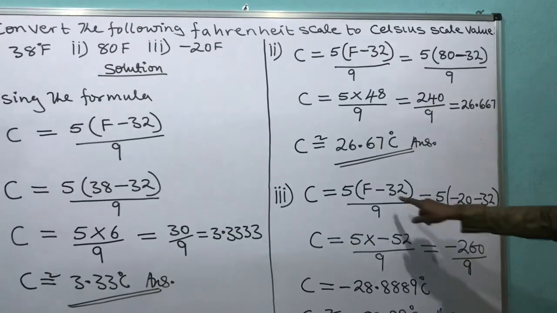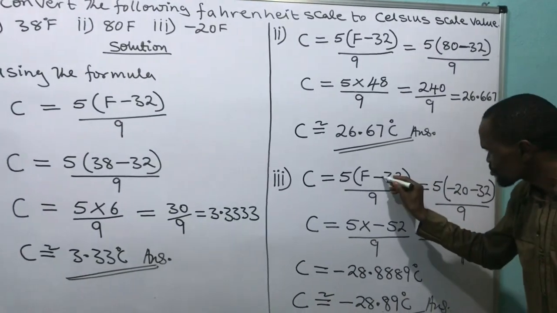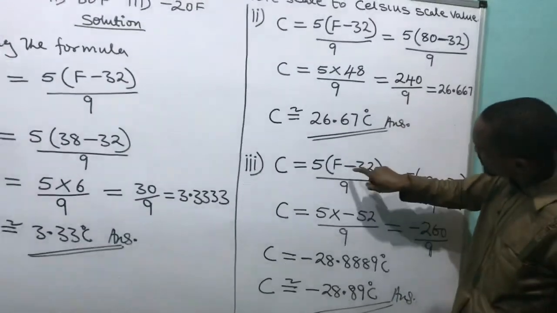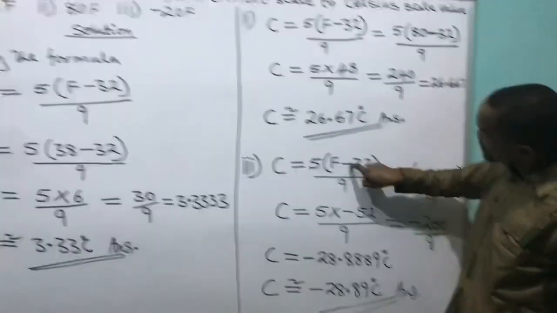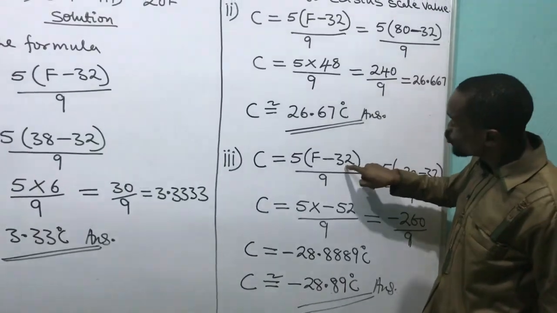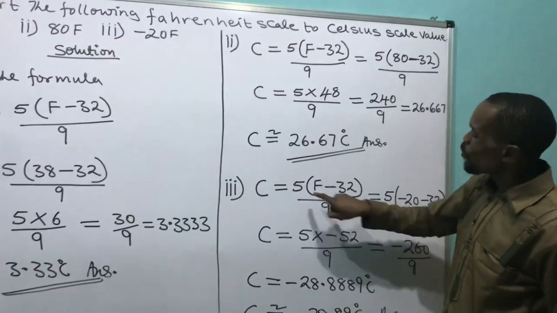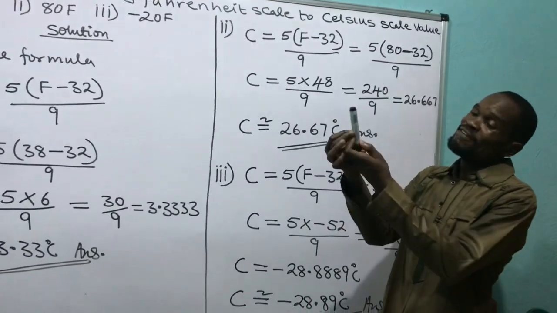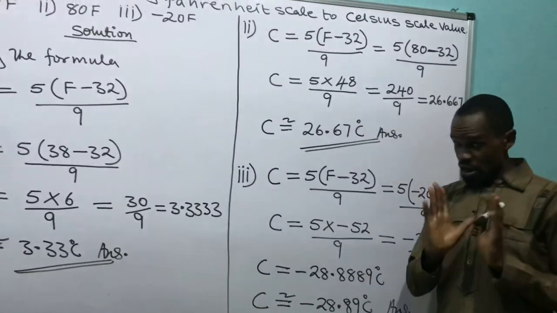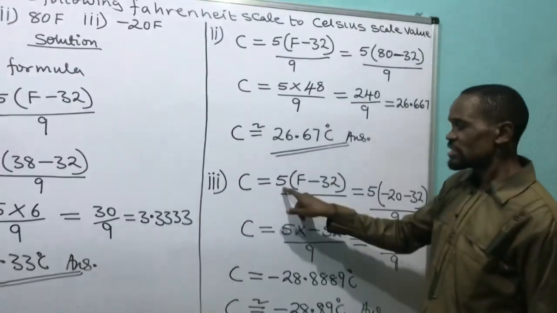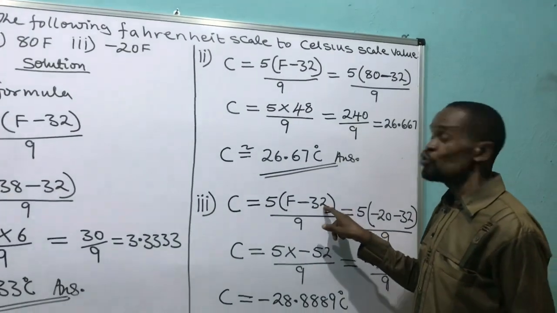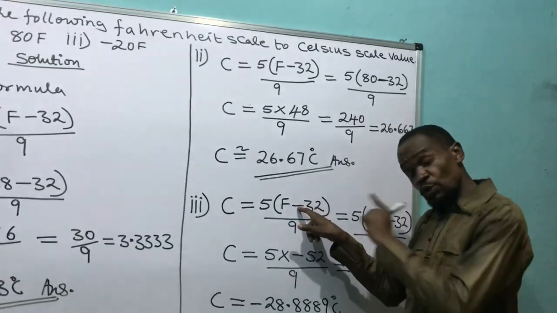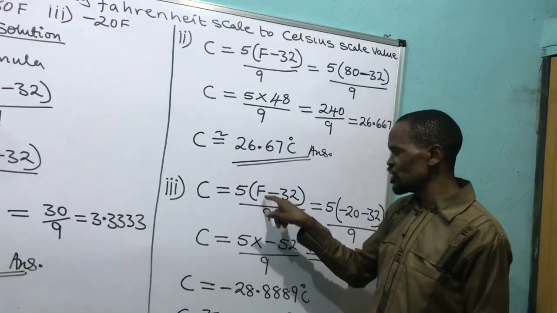This minus in this formula is constant. Are you following me? Note it now. The 32 is constant. The 9 is constant. The 5 is constant. The only thing that changes here is F, depending on what I read out. Note it. Understood? This 5 is constant and cannot change. 32 cannot change. 9 cannot change. The minus in this equation cannot change. What changes is F.